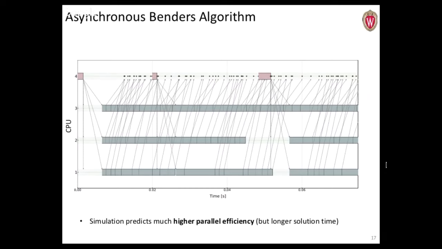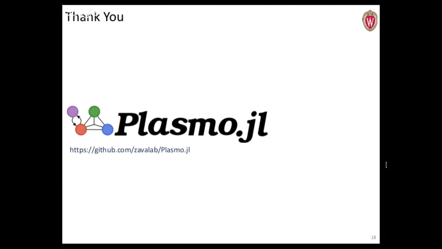you get a better parallel efficiency. And a lot of these nodes are not spending a lot of time not doing anything. So while in this case it took a little bit longer in the simulation, you might expect that this might scale better on a larger system. And that's something that you could test using this kind of paradigm. So that's really where we are with Plasmo.